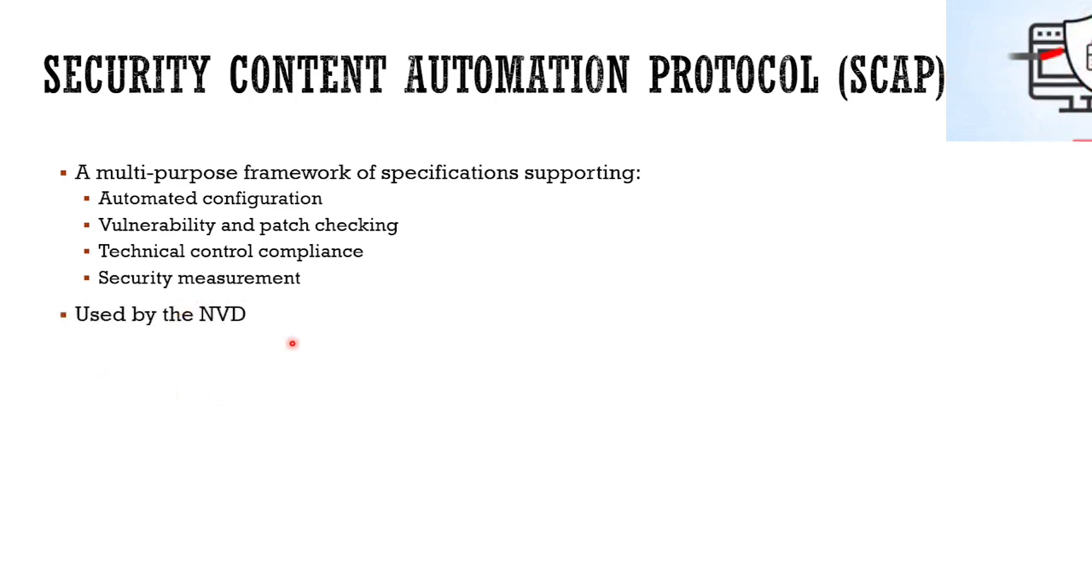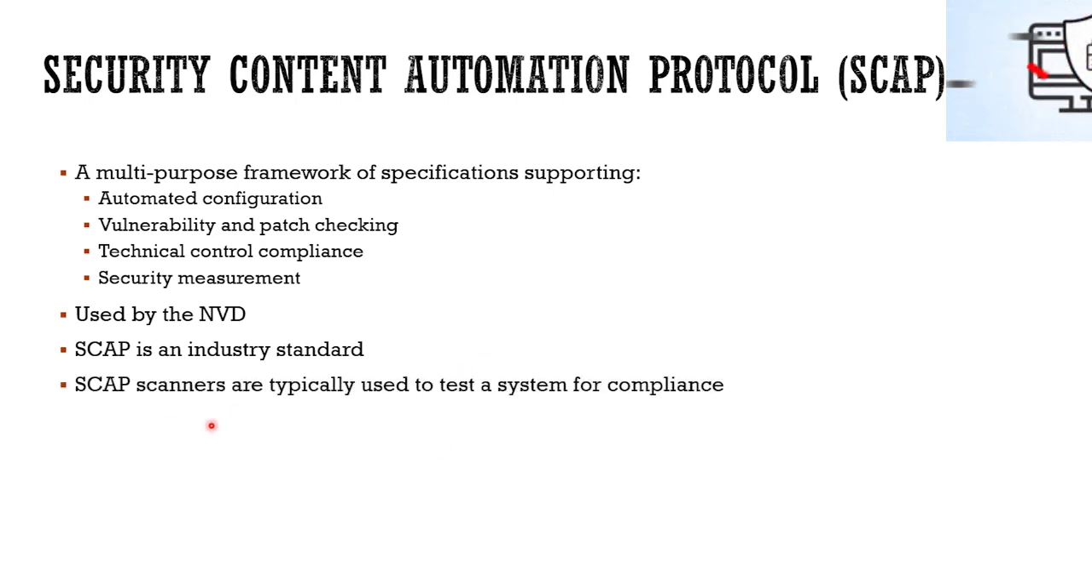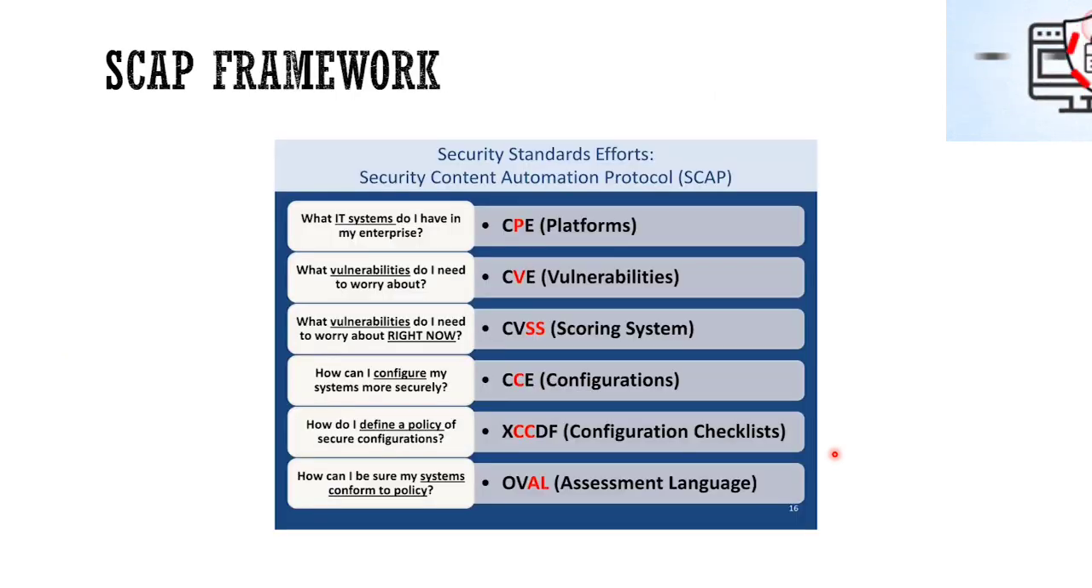So the SCAP framework has all of these things: the platforms and the vulnerabilities, the scoring system, the configurations, the config checklists, and the assessment languages. Here's an example of a SCAP compliance checker. This is a GUI tool, SCAP Compliance Checker 5.4, and we can say, okay, which one do we want to be in compliance with? You check these, and it'll scan and give us some results.